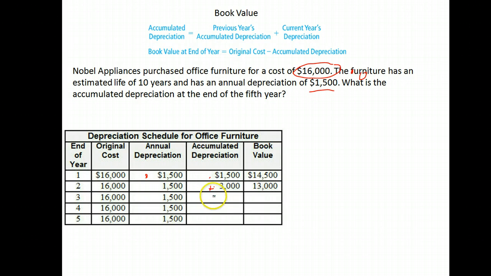Okay, so that means in year 3, the accumulated depreciation is $4,500. The next year, it's going to depreciate $1,500 more, bringing it to $6,000 accumulated depreciation. And finally, in year 5, we add another $1,500. By the end of year 5, it's depreciated by $7,500, and that's what we wanted to know. So notice accumulated depreciation, again, it's just adding up the depreciation as you go each year.